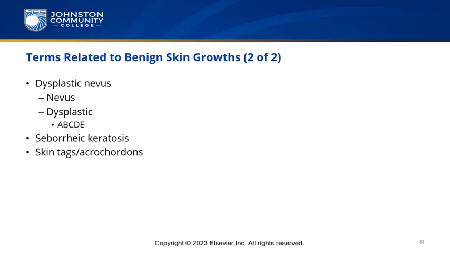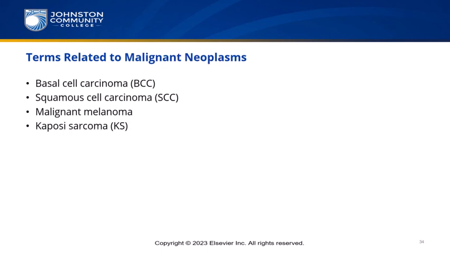Next, we have seborrheic keratosis, which is a benign, circumscribed, pigmented, superficial warty skin lesion. And finally, we have skin tags, or acrochordons. Small, soft, pedunculated, which means it has a stalk, lesions that are harmless outgrowths of epidermal and dermal tissue, usually occurring on the neck, eyelids, armpits, and groin. Usually occurs in multiples.